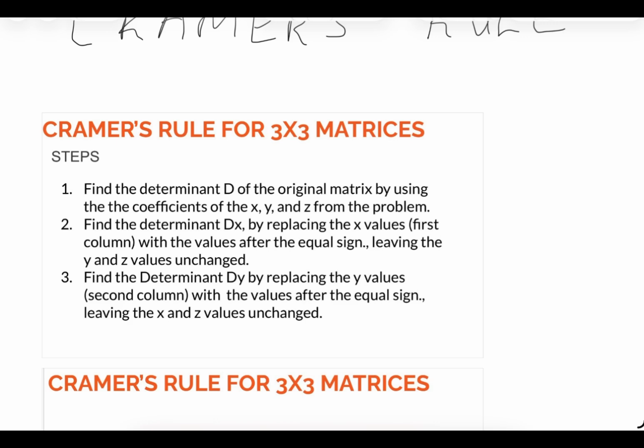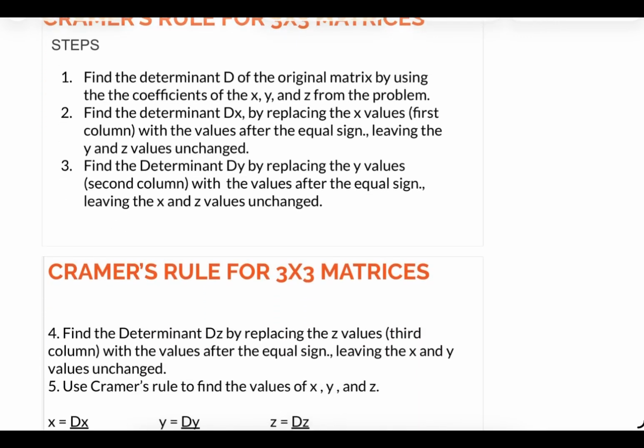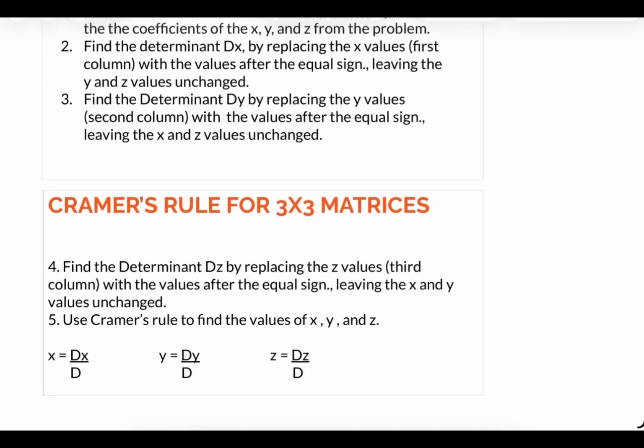Step 3: Find the determinant Dy by replacing the y values, the second column, with the values after the equal sign, leaving the x and z values unchanged. Finally, find the determinant Dz by replacing the z values, the third column, with the values after the equal sign, that is from the results matrix. You're leaving the first and second columns unchanged, that's the x and y values.